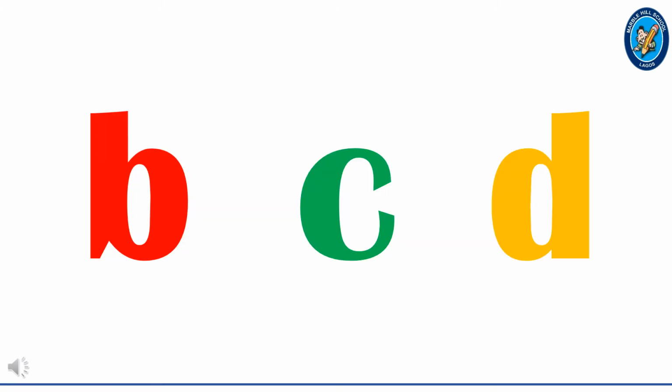So the first set of sounds we're going to look at, or alphabets, are B, C, and D. B, K, D. These three sounds are made with some form of obstruction to our mouth.